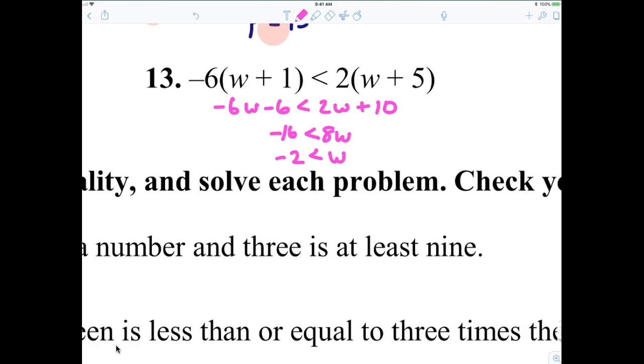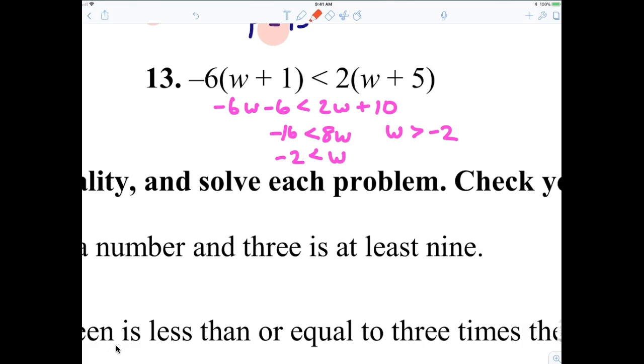Is everybody happy with that? And I didn't change the sign because I didn't divide by a negative. Now, here's where we had some issues, so make sure you understand. I have to write the variable first, so it would be what? W is greater than negative 2.